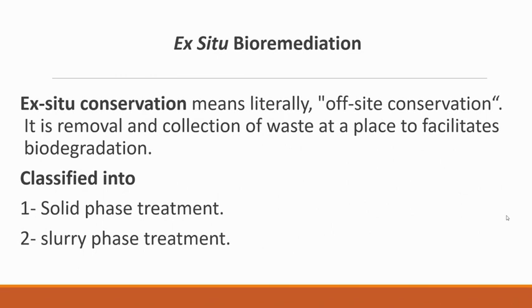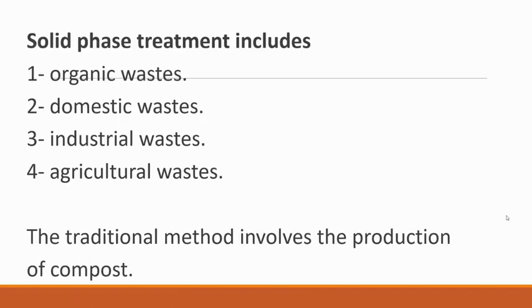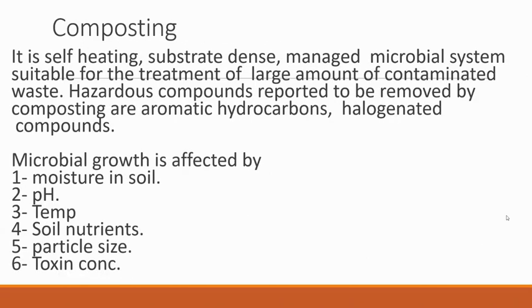Now, ex situ bioremediation, we have talked about it. We say ex situ, literally meaning off-site, the removal. You collect the waste and take it to a facility, which can be classified into solid phase and slurry phase treatment. Now, solid phase treatment includes organic waste, the kinds of things you can use in solid waste: organic waste, domestic waste, industrial waste, and agro waste. We use the traditional method of composting. And what do you do? You get this waste, put it in the ground, and bury it.